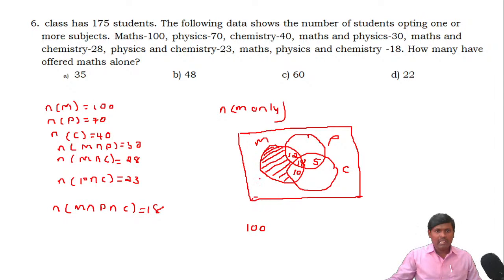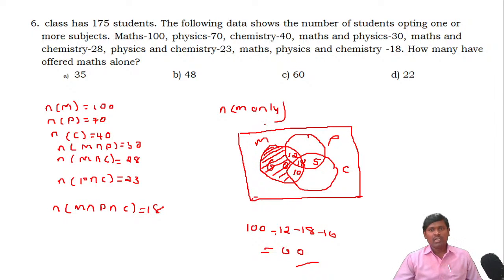So we are going to calculate M only. To find M only, we subtract these regions from this total. So out of 100, we subtract 12, minus 18, minus 10. Then we are left with 60. So the number of students offering maths only is 60.